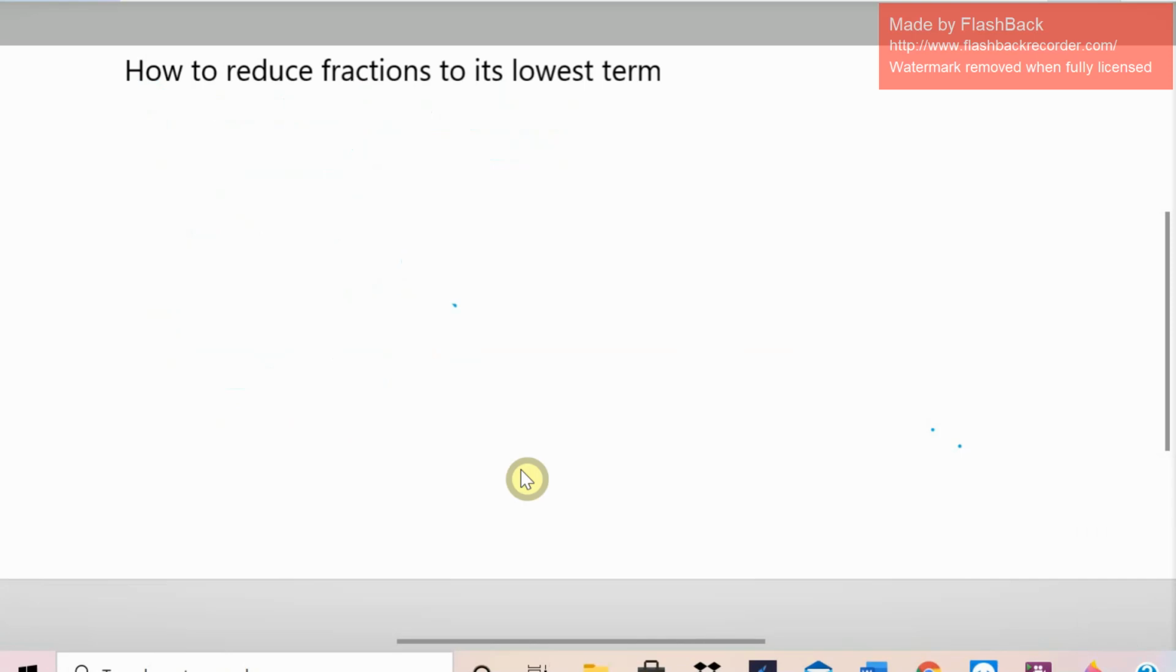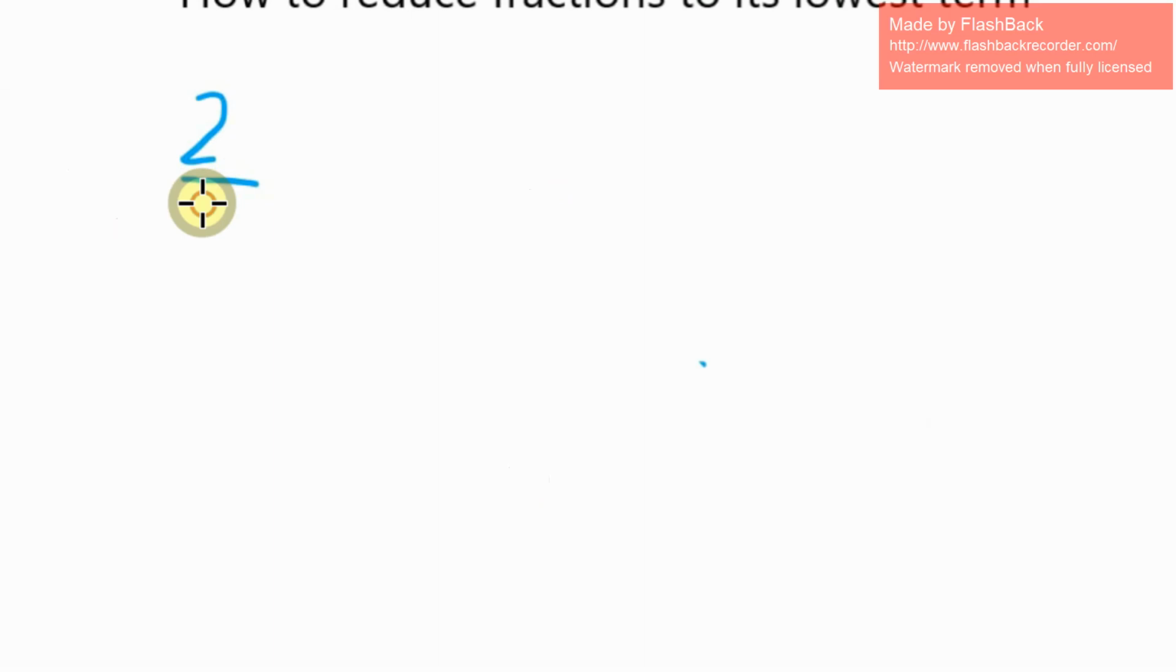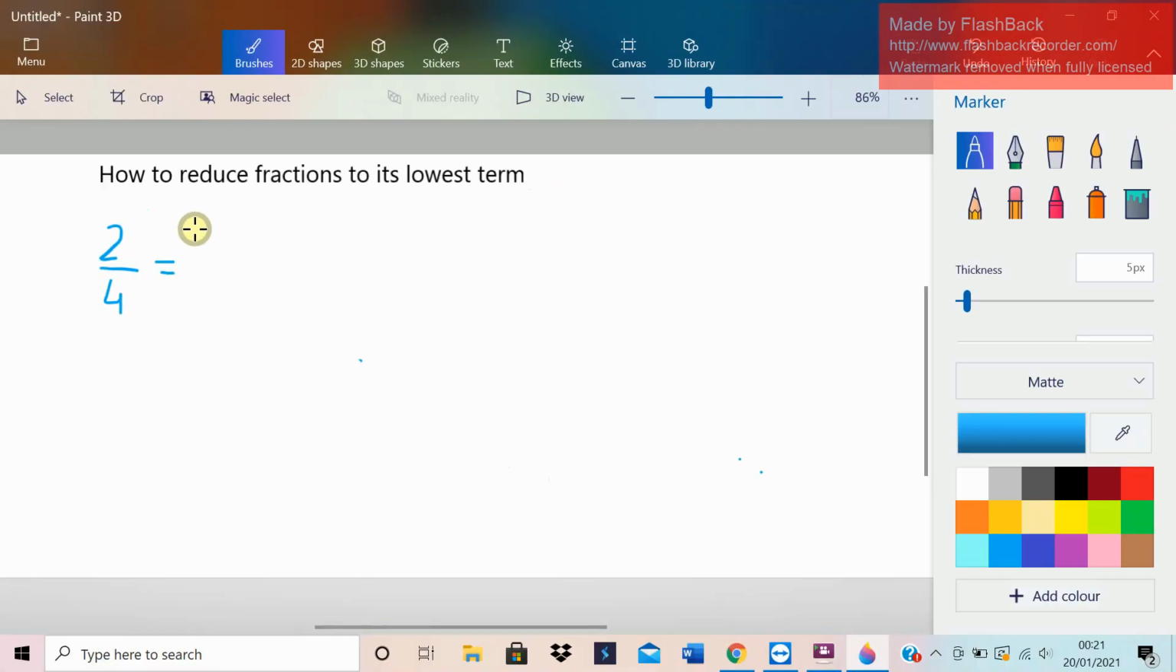Next, we will see how to reduce fractions to their lowest term. A fraction is in its lowest or simplest term when the numerator and denominator have no common factors other than 1. Have a look at an example: 2 over 4 equals 1 over 2.